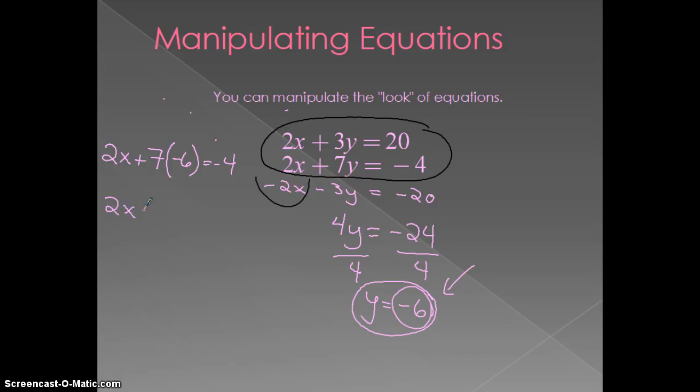2x positive 7 times -6 is -42 equals -4. How do I solve for x? Add 42 to both sides. 2x equals 38. Okay, divide by 2. X equals 19.